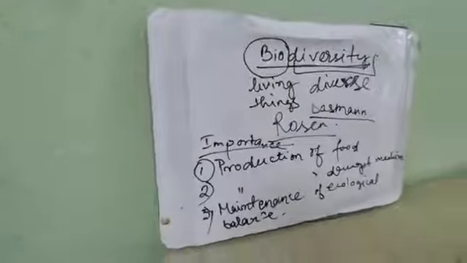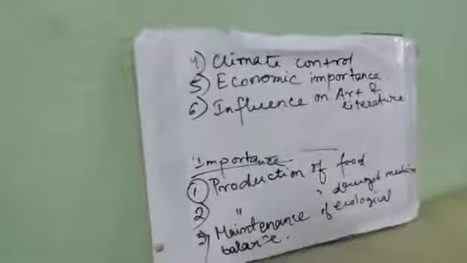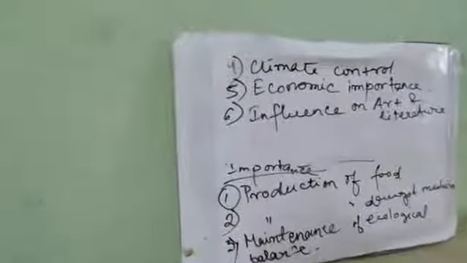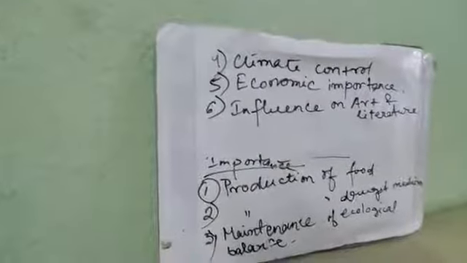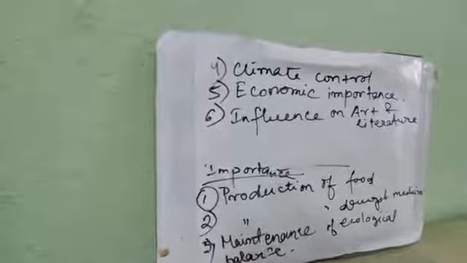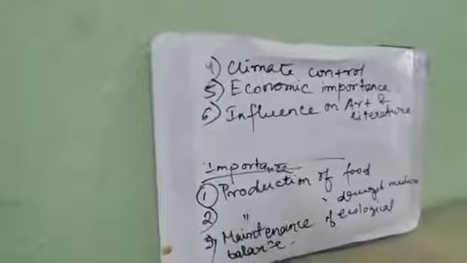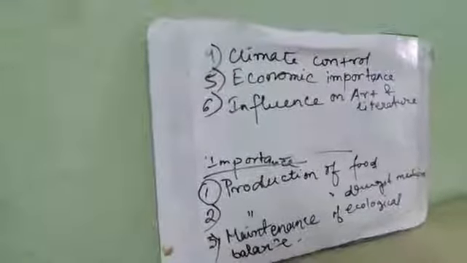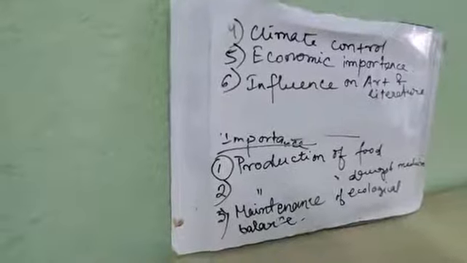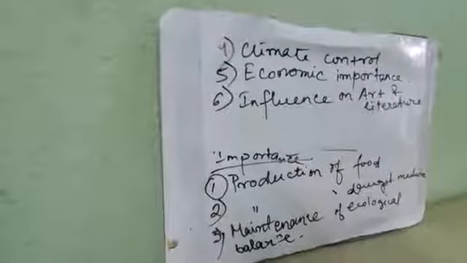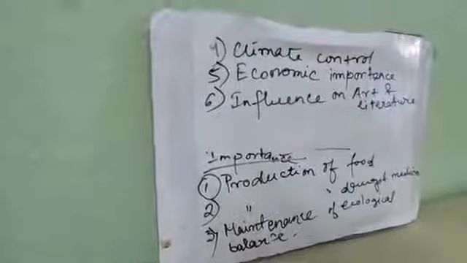Point number four will be climate control. You know that the climatic condition is maintained by several biogeochemical cycles that take place through the interaction of diverse plants and animals. So this climate control is actually maintained by the interaction between the diversified plants, animals and microbes through various biogeochemical cycles. Number five, economic importance.